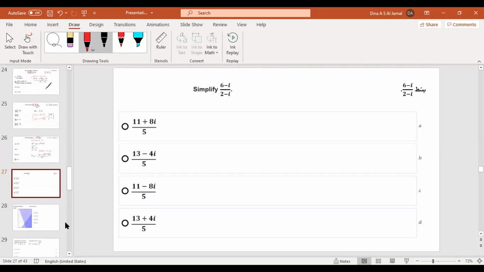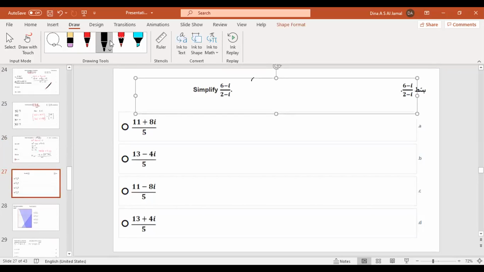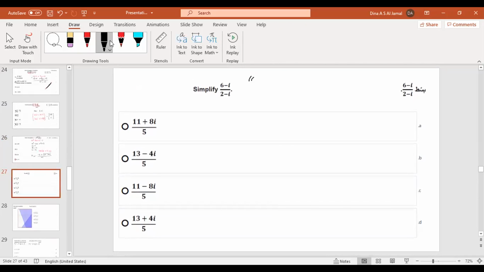Simplify (6 minus i) over (2 minus i). Also, this question can be solved using the calculator, but before you use the calculator, you need to change your mode into complex.